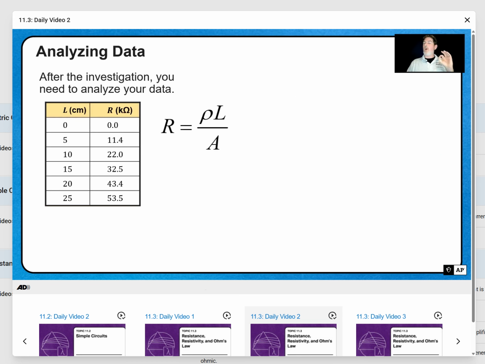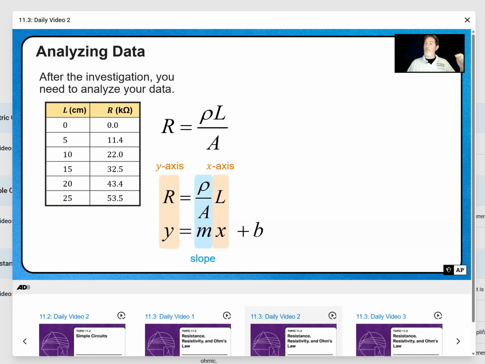So we need to figure out how we can plot this on a graph. If we are plotting our data on a graph, normally in an attempt to use a best fit line to find our unknown. So we can take our data here, here's our formula, and we'll just compare it to the classic y equals mx plus b. And we can see that if we place R on the y-axis and we place length on the x-axis, well, that means the slope must be rho over A. And both of those are constants.